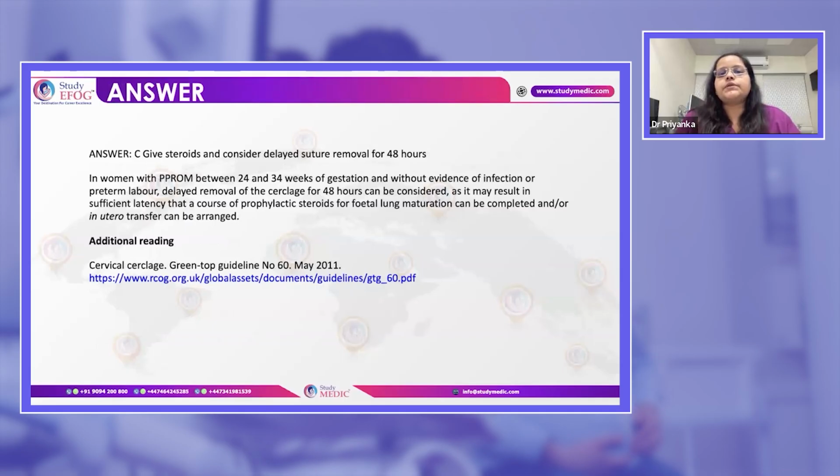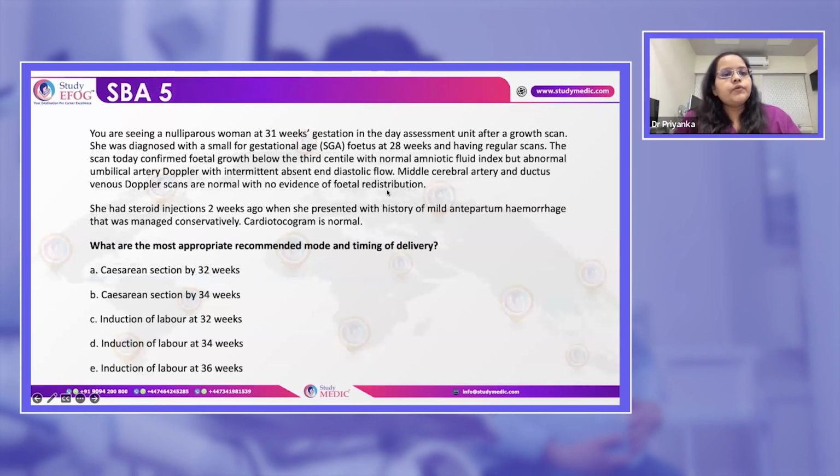Because if she goes into labor with the suture in place, there is an increased chance of uterine rupture. And if a NICU facility is not available, then we can do an in utero transfer of the patient to a higher center. Now coming to question 5.